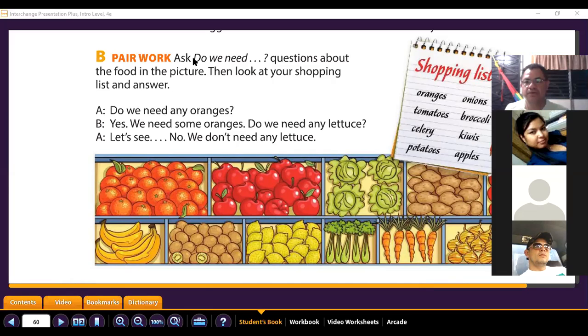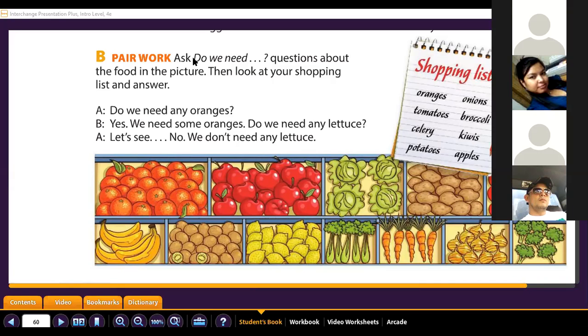Another volunteer to ask a question? Okay, Jose, ask a question. Do we need any broccoli? ¿A quién? Alfredo, Carolina, Bea. Okay, Bea, do we need any broccoli? Yes, we need some broccoli. Okay, very good. Good. You can ask also about the picture.